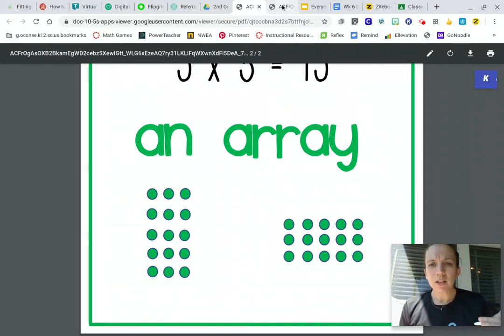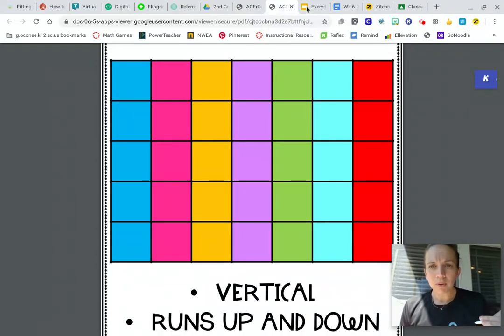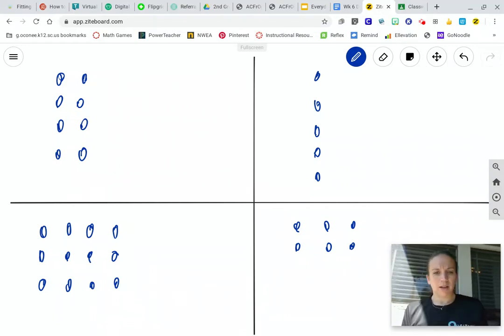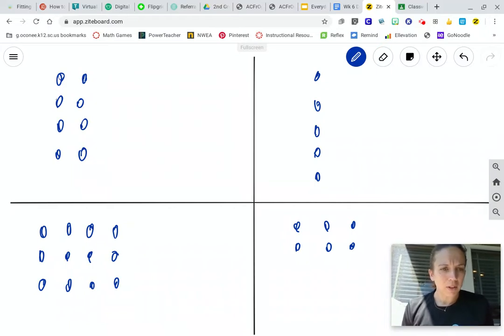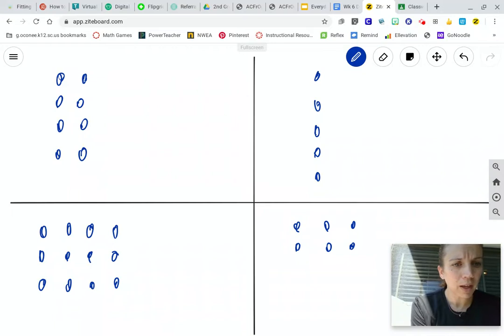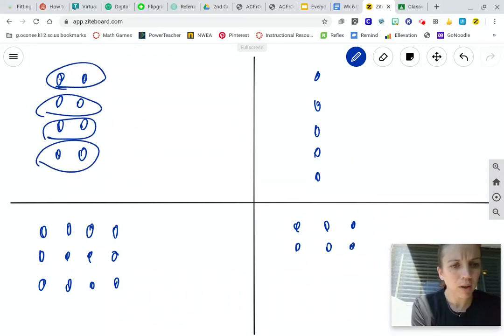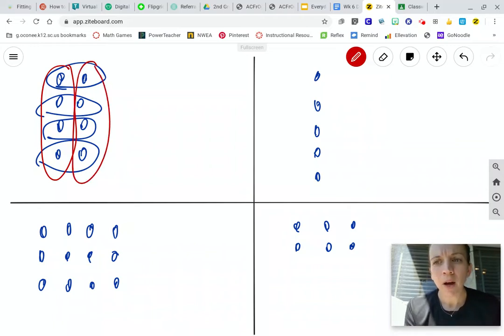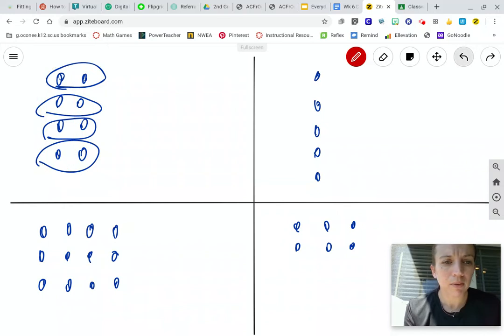Just to give you a couple of examples, where did it go? There it is. Okay, so here I've already drawn the arrays. For this array, I've got 1, 2, 3, 4 rows. If you see my rows, they're right here, 3 and 4. And then I've got 2 columns. I could actually do this with another color for you. 1 column, 2 column. Okay, I'm going to undo that so we can go back to the array.